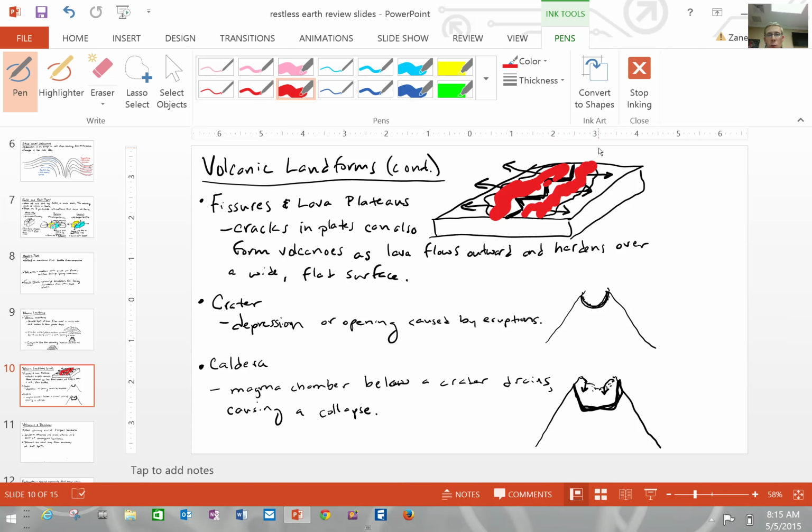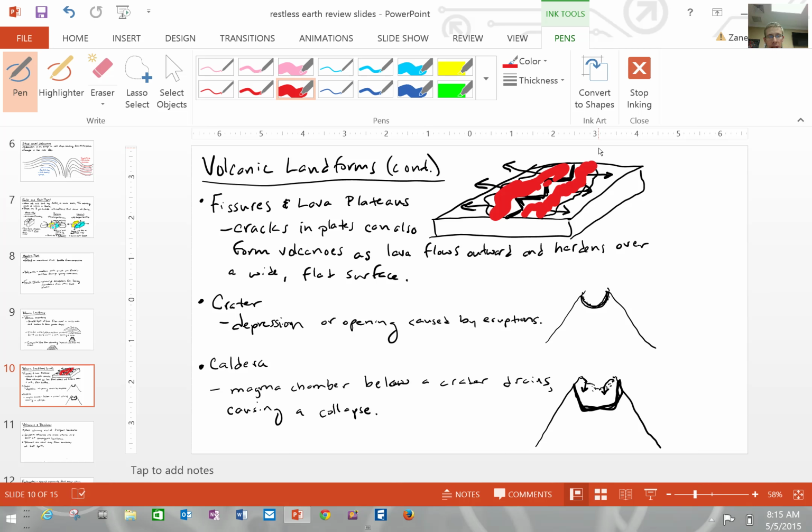So when these cracks occur, lava wants to come up and flow outward. The resulting landform is a very flat plain of hardened rock. We call that a lava plateau. Pretty self-explanatory. Let's keep going.